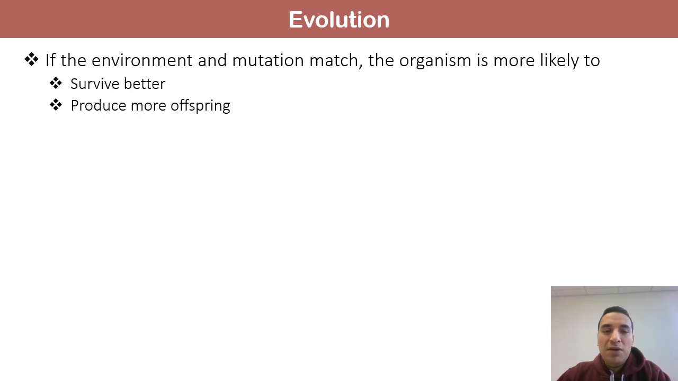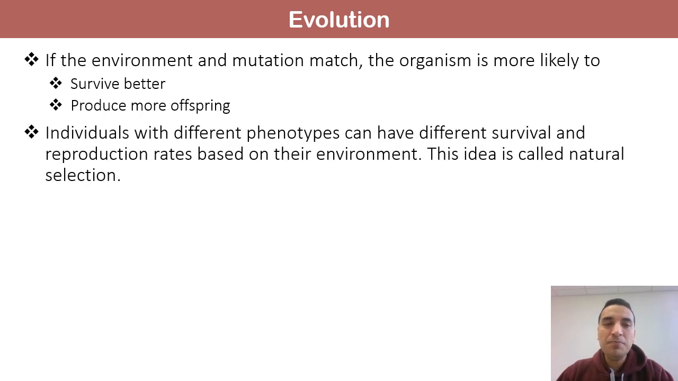So if the environment and mutation match, then the organism is more likely to survive better and also to produce more offspring. In biology, we call that having better fitness. So they will have better fitness if the environment and the mutation match. Different phenotypes can have different survival and reproduction rates based on their environment. This is the idea called natural selection. Depending on the environment, you will be more successful or less successful.